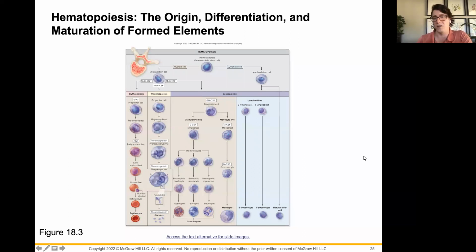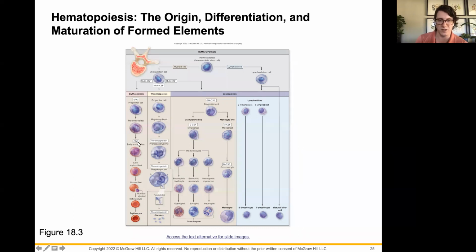Now, keep in mind that all of these processes are happening in the red bone marrow, in primarily our axial skeleton and in the heads of our long bones, particularly our humerus and our femur. That's really it. So it's axial skeleton and then the heads of our humerus and our femur. Now, EPO as a hormone is going to turn that myeloid stem cell into what we're going to call a progenitor cell. And we're just going to kind of work our way down.